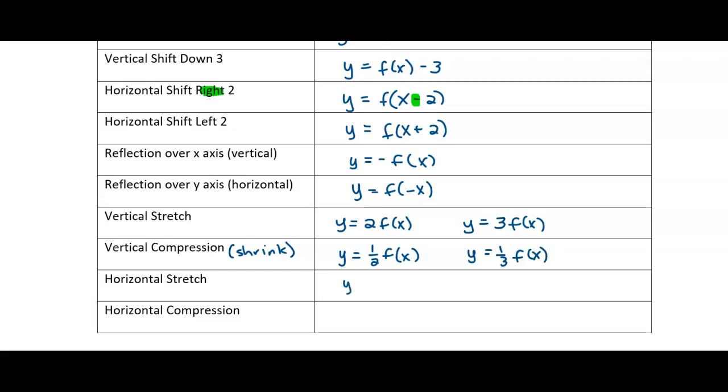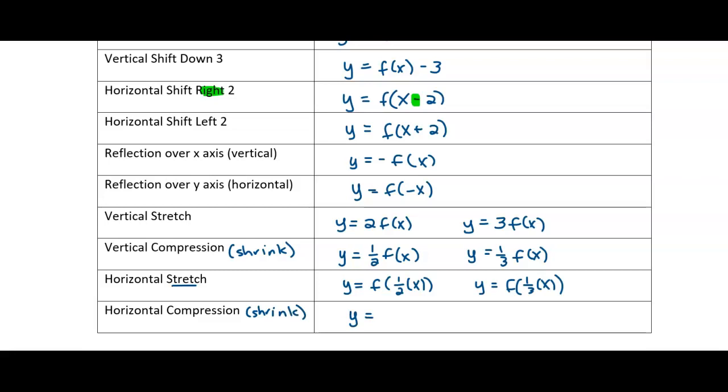Now, a horizontal stretch is really backwards from what makes sense. So if I am stretching by a factor of 2, I actually use a 1/2 inside the function here. So 1/2 tells me that I'm stretching the function, which seems very backwards, right? And if I am stretching by, say, a factor of 3, I would use a 1/3 inside that function.